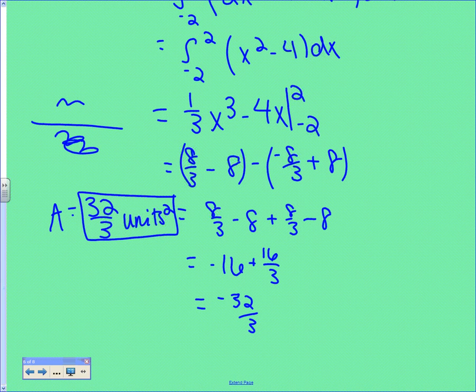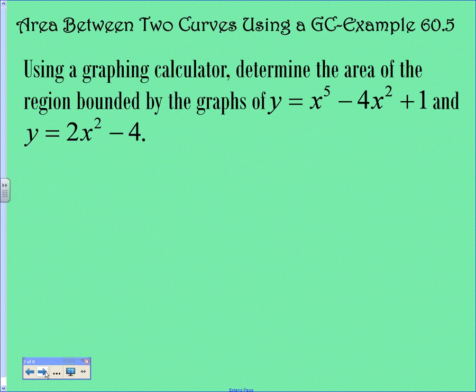Does that make sense? So it's okay if you accidentally get them backwards. You don't have to erase all of your work and redo it. It just means that your area needs to drop that negative. Okay, so now we're going to look at doing it on the graphing calculator.